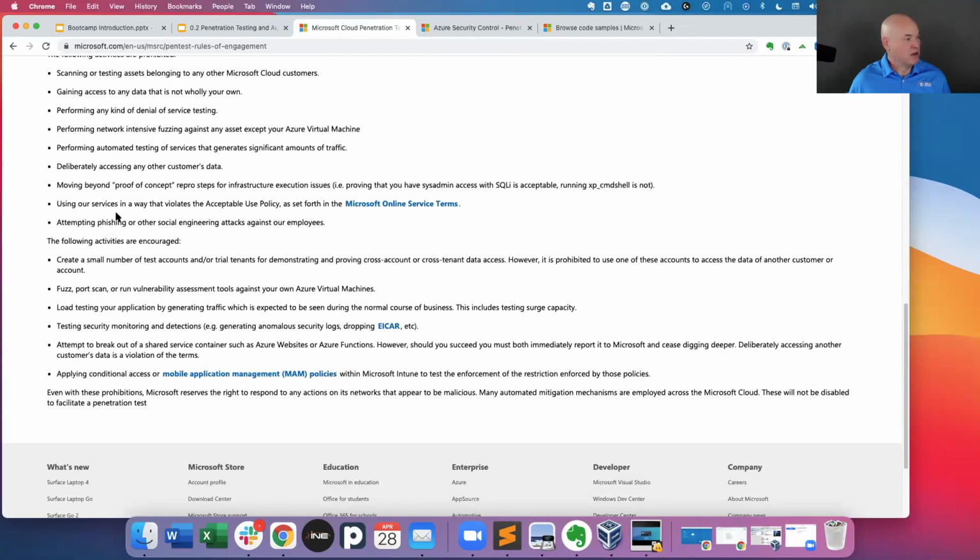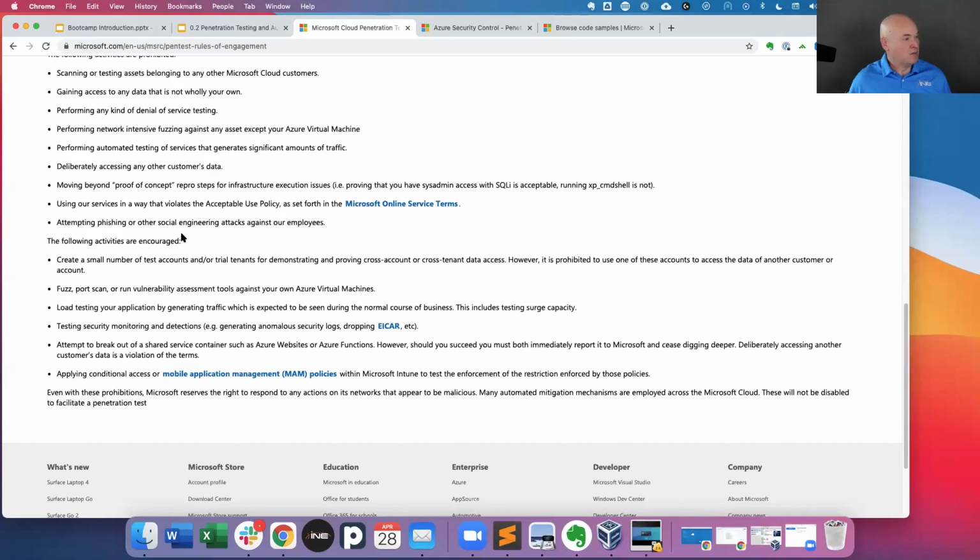It can be exploited. So using our services in a way that violates the acceptable use policy set forth by Microsoft. So a lot of things you want to look at the terms of use and really understand that, just like the rules of engagement before you test in their environment. It's good to be familiar with the different platforms as well, AWS and all that, kind of a good idea.